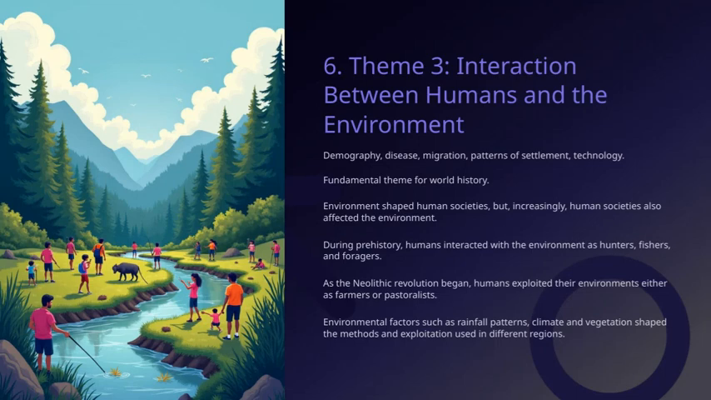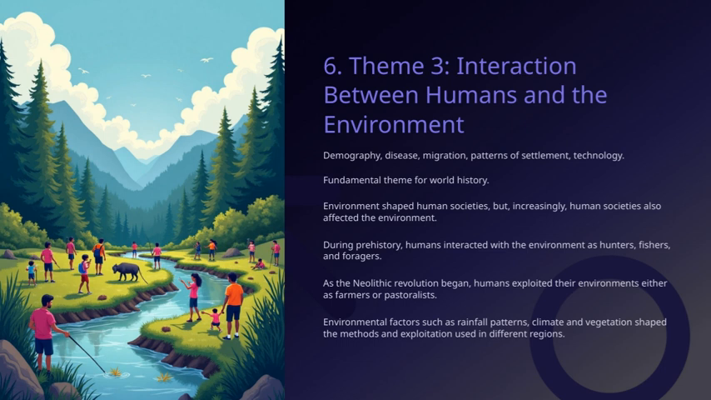Environmental factors like rainfall patterns, climate, and vegetation have played a crucial role in shaping the methods and resources humans used in different regions. As the Neolithic Revolution unfolded, people began exploiting their environments in new ways, either as farmers, cultivating the land, or as pastoralists, herding animals. Before that, during prehistory, humans interacted with their surroundings mainly as hunters, fishers, and foragers, relying on what nature provided.